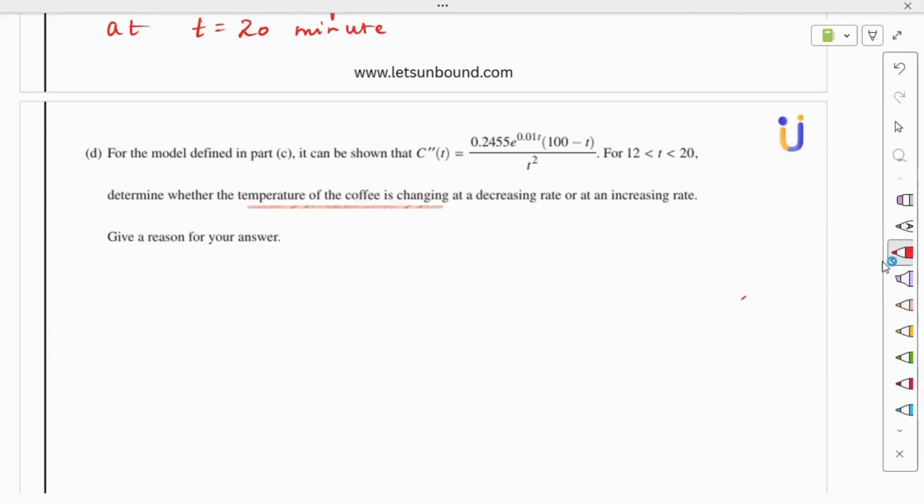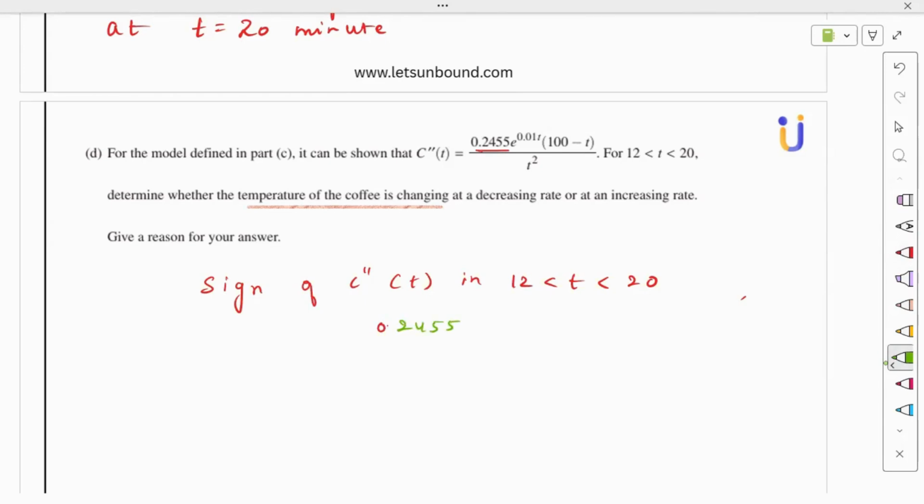So we need to check the sign of C'. I hope you remember: if velocity is positive, acceleration is positive. So we will say speeding up or slowing down, like the double dash. Same process. Let's do it. The sign of C''(t), we're going to analyze only in the interval 12 to 20. So 0.2455, it's positive, right?